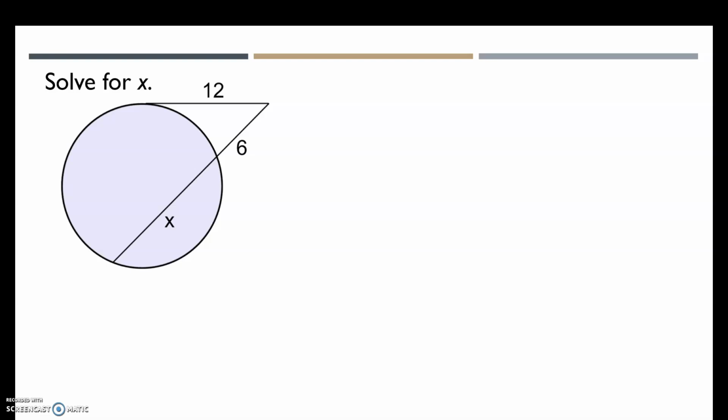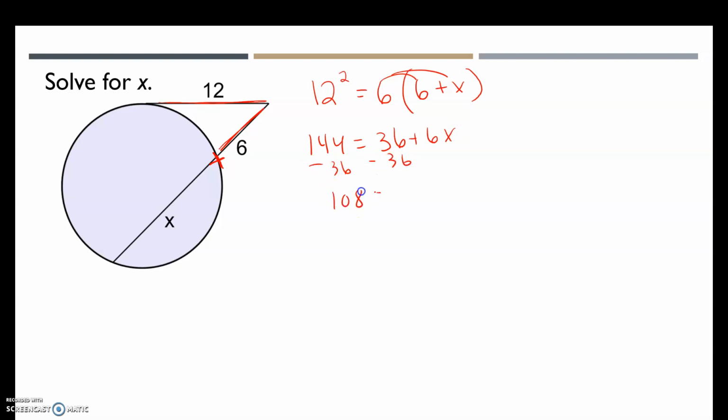All right, so I'm going to take my tangent part squared, which is this guy. So I'm going to have my tangent squared, and that's going to be equal to my secant exterior, the part that's outside, which is 6 times the entire secant. And this is where I'm going to add my 2, outside plus inside. So I'm going to get 6 plus x. So now when I distribute this, I'm going to get 144 is equal to 36 plus 6x. Subtracting 36 from both sides, I get 108 is equal to 6x, which means x is equal to 18. All right, so that's for two secants and a tangent and a secant.